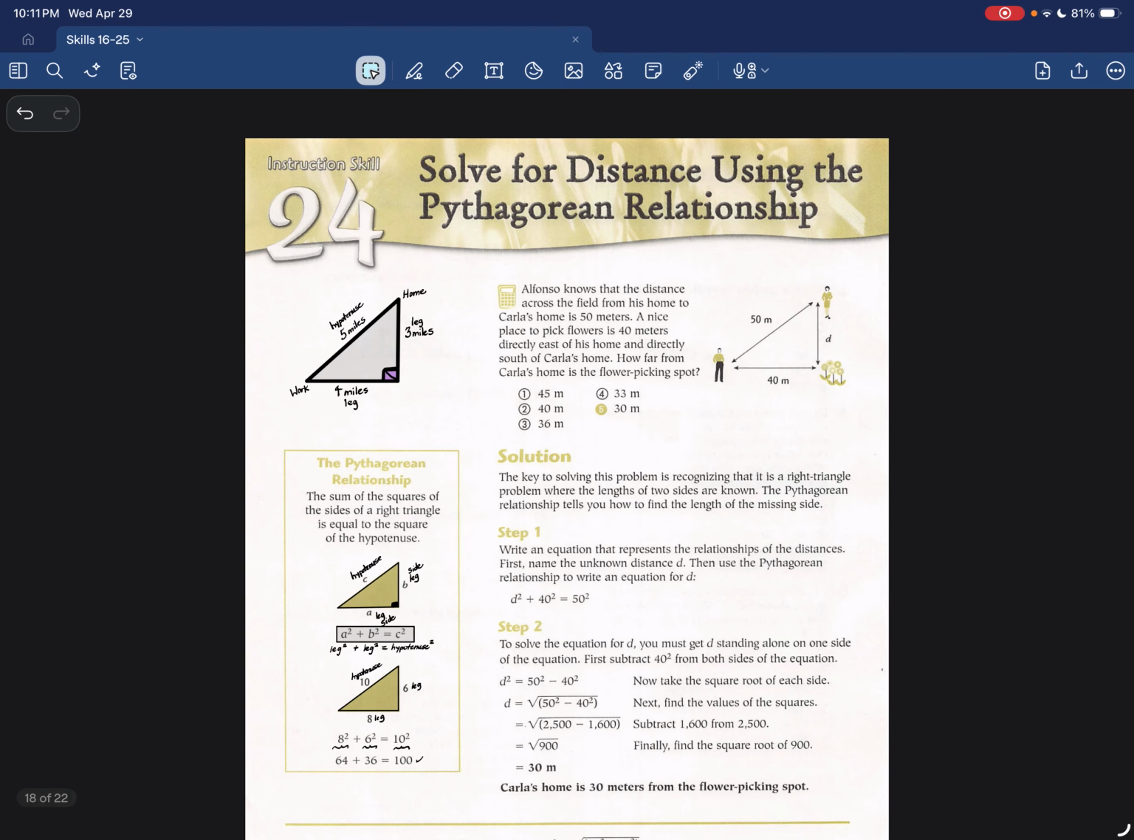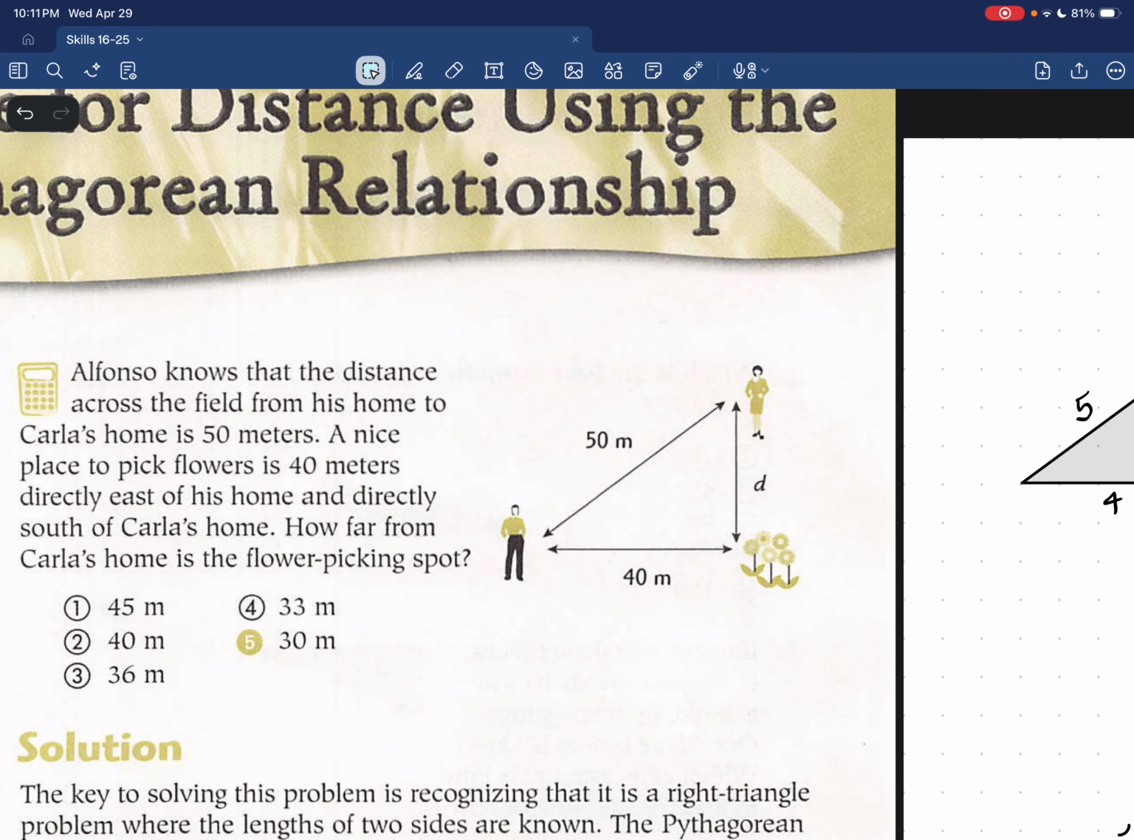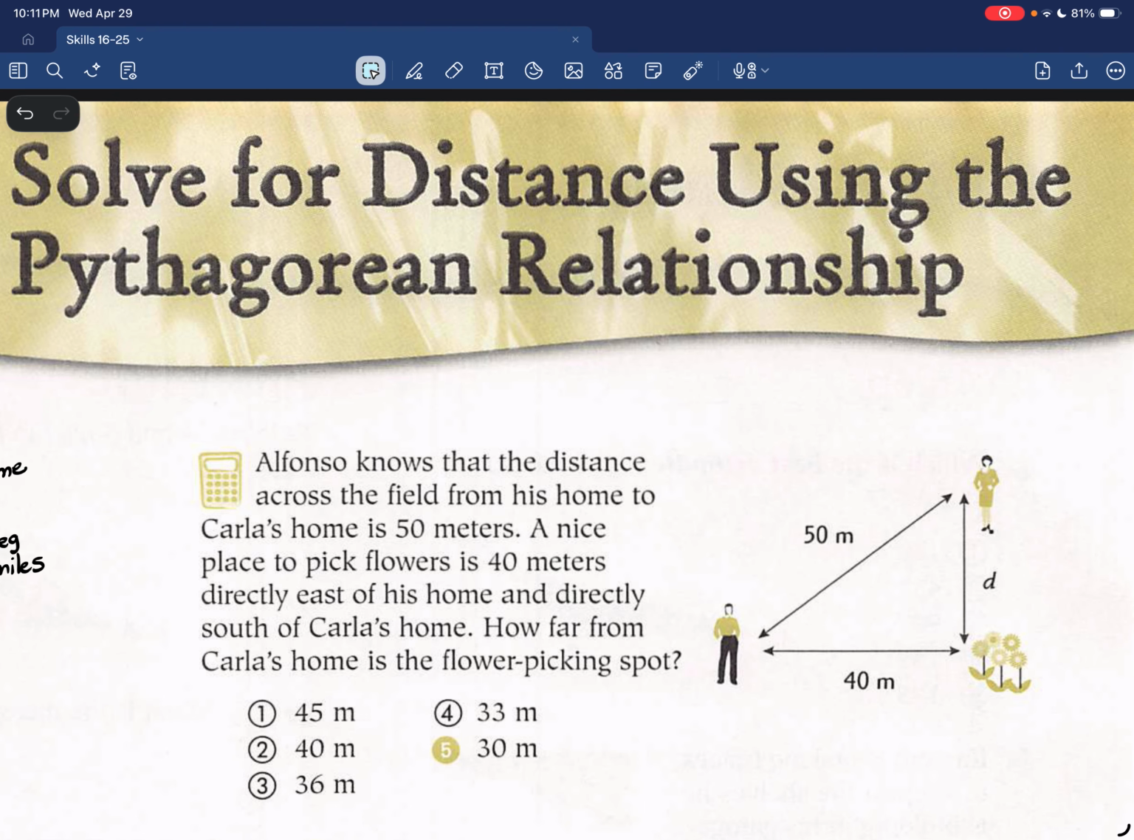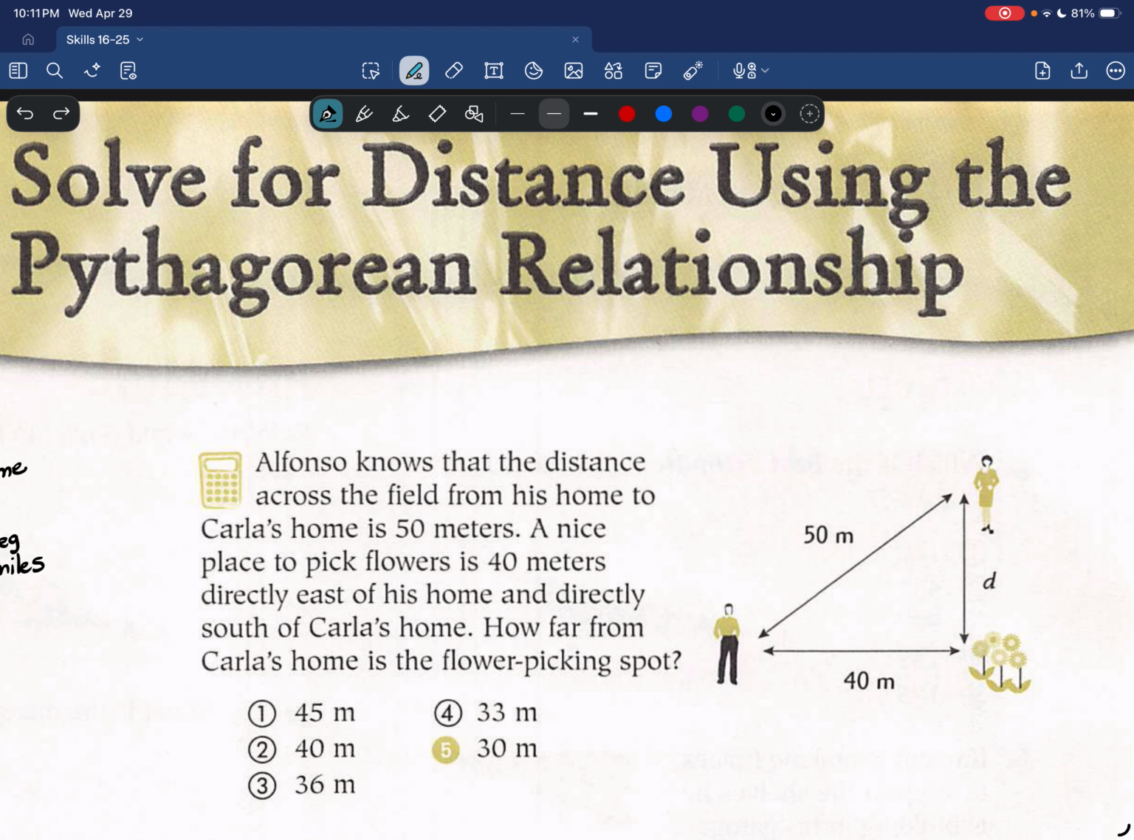Okay, let's look at this word problem, and this is going to help me right here, knowing about Pythagorean triples. Alfonso knows that the distance across the field from his home to Carla's home. So we are talking about this distance. Let me get a highlighter. This distance is 50 meters.